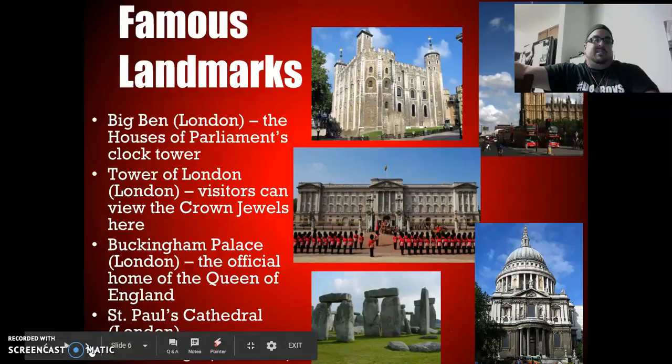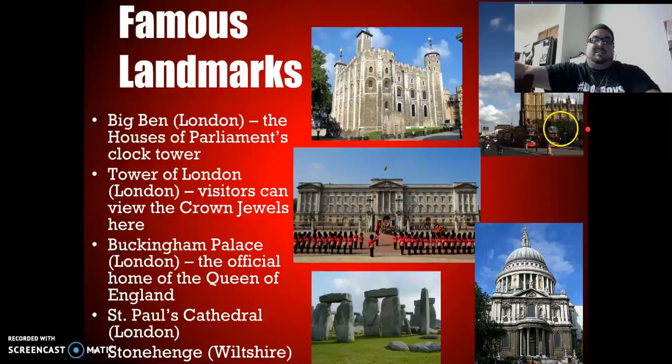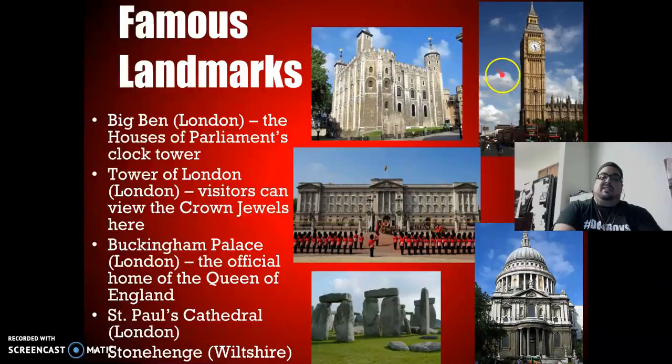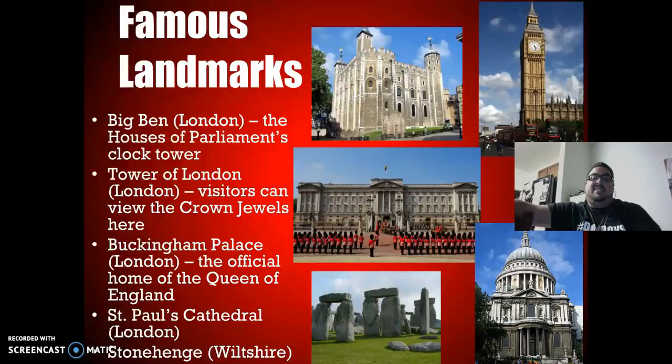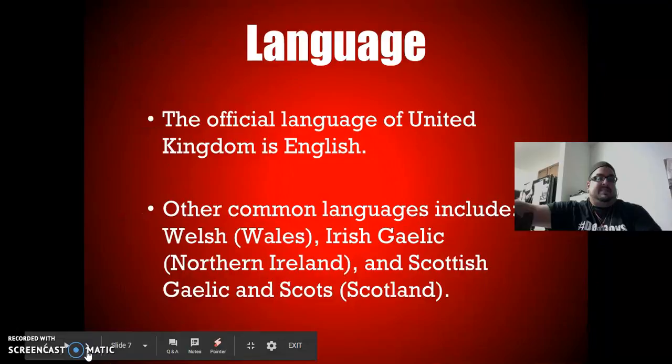Landmarks. You guys do need to know these. So we have Big Ben, Tower of London, Buckingham Palace, St. Paul's Cathedral, and this little thing is called Stonehenge. Now, Stonehenge has been known to be home to alien sightings. People say that Stonehenge was put down in a certain rock formation. It's basically a rock formation, but it was said to have been put down to draw a signal to alien life or other worlds, things of that nature.